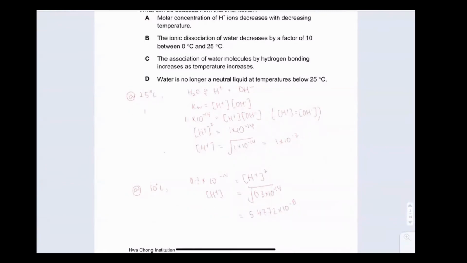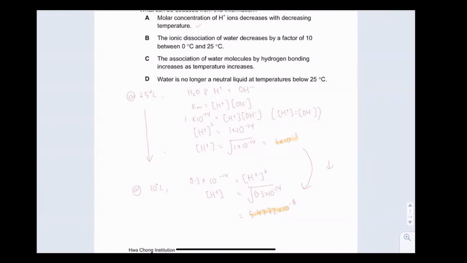So over here, as the temperature decreased from 25 degrees Celsius to 10 degrees Celsius, you notice that the concentration of H plus also decreased. Okay, so therefore A is correct. Then let's look at B.